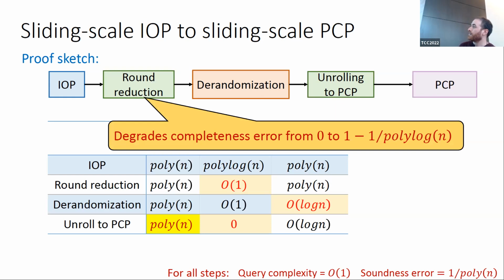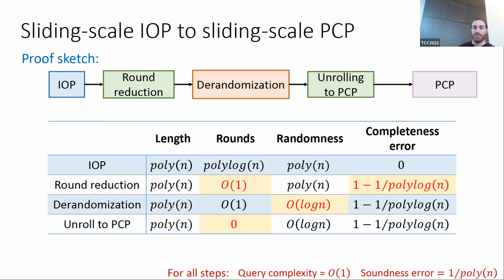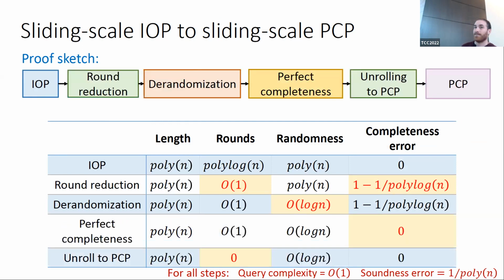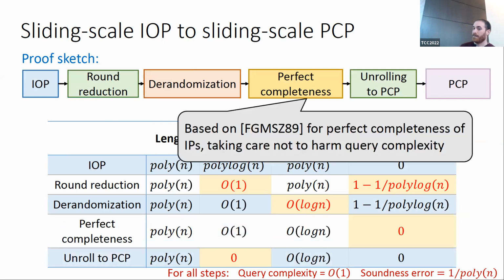But unfortunately, this round reduction degrades completeness from a perfectly complete IOP to one that has completeness error 1 minus 1 over polylog n. So actually, in the full view, we should also look at this column of completeness error. And this means that we want to go back to perfect completeness. So we'll add a step for going back to perfect completeness. And this is based on standard transformations to get perfect completeness for IPs, except that we have to take some care not to harm the query complexity.